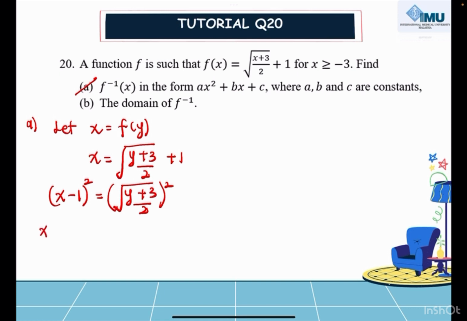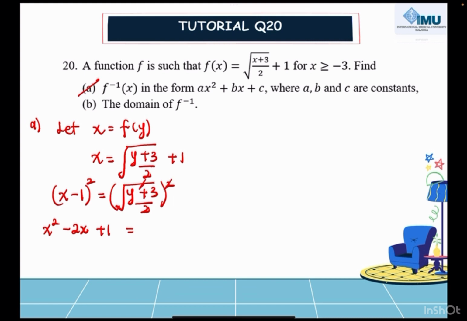You will obtain x squared minus 2x plus 1 on the left hand side. On the right hand side, the square root and the square will be gone, leaving only (y plus 3) divided by 2. Last step, rearrange, making y the subject, and you will obtain 2x squared minus 4x minus 1. That's all for part A.